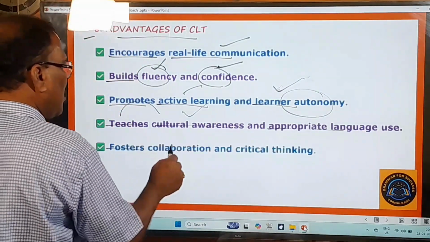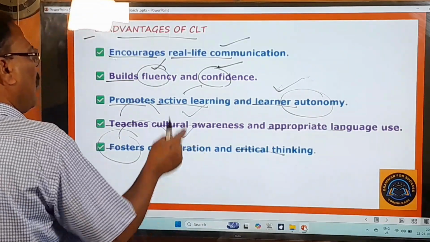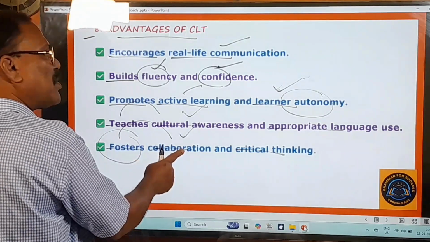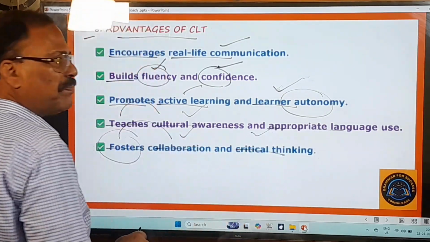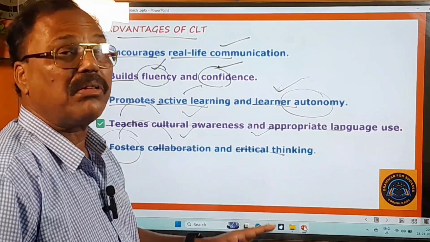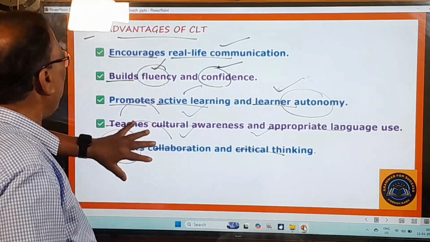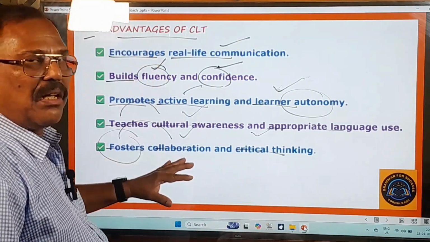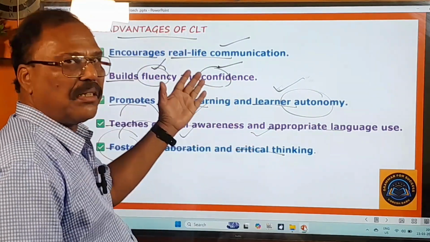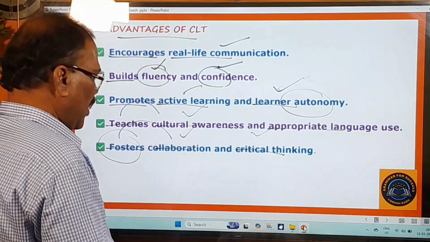And here it fosters collaboration and critical thinking. Fosters means promotes. So this CLT approach encourages collaboration among the students and critical thinking also. It encourages collaboration and critical thinking among the learners of the target language. So in this way, these are the five very important advantages which the learners can get if they are taught according to the CLT approach. Okay, and now let's move on to learn other things.